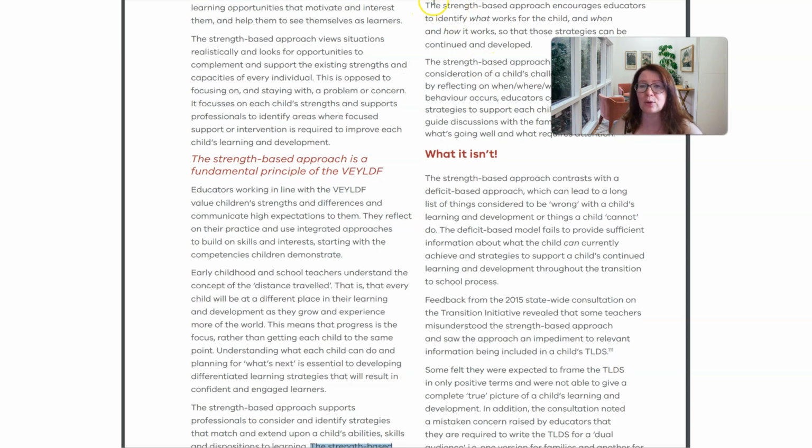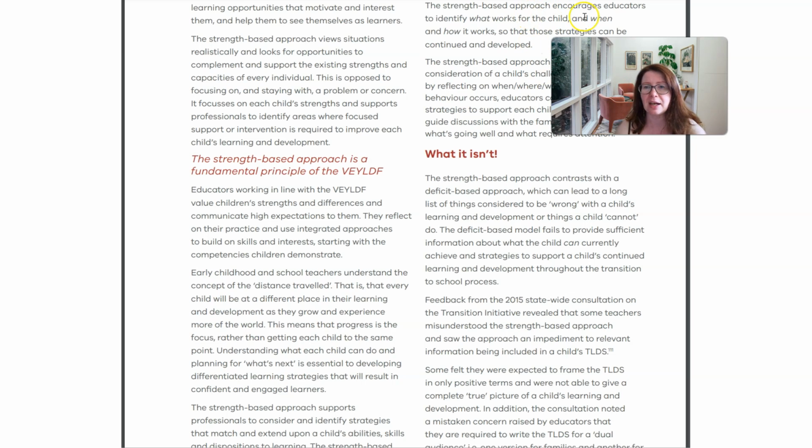So the strengths-based approach also encourages educators to identify what works for the child and when and how it works. So those strategies can be continued. So imagine this child who bites, right? So that's a behavior, and you tried one strategy. Let's say you provided a lot of distractions through some chewy, interesting food during lunch. You also discussed how it's not okay to bite other children. So we bite food, but not children. Yes. And this didn't work.